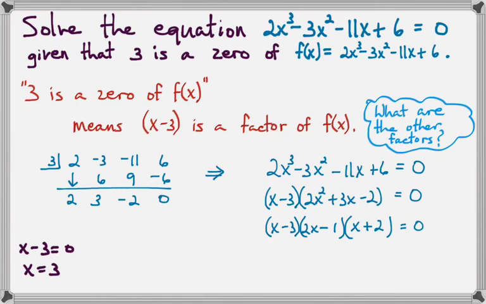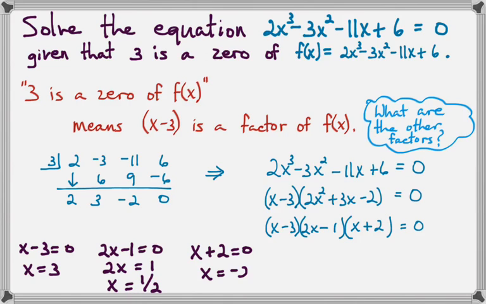If x minus 3 is 0, then we see that x must be 3. Of course, we knew that already was a solution. And if 2x minus 1 is 0, then x equals 1/2. That's another solution. And if x plus 2 is 0, then x equals negative 2, and that's our third solution. So those are the three solutions to this equation.